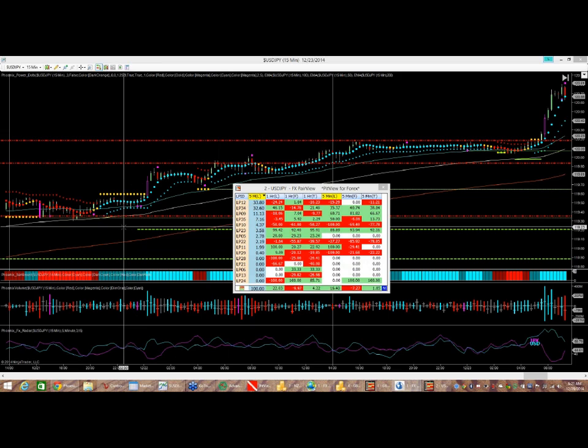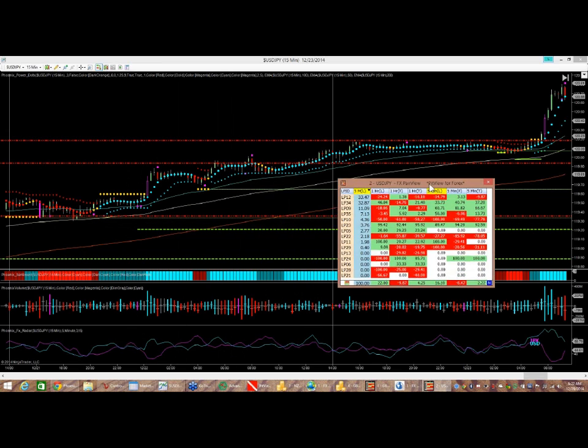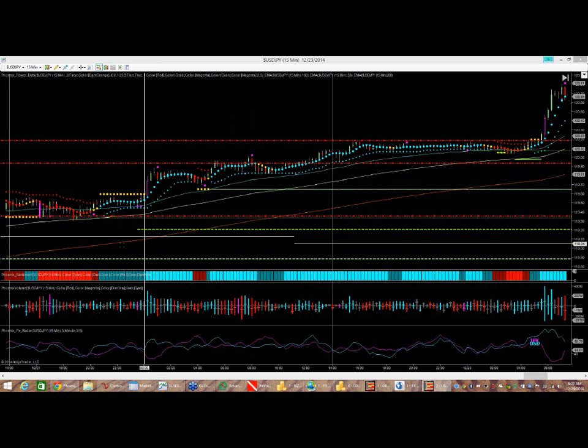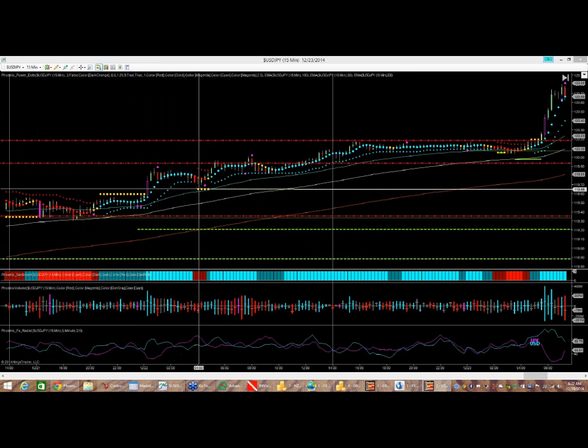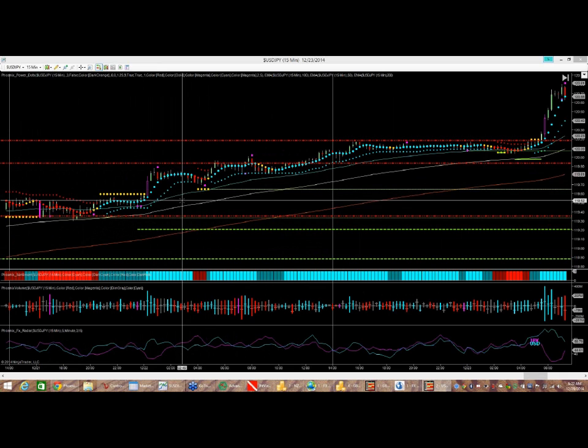Now, my indicator doesn't do that, and that's okay because my indicator does something different. My indicator isolates when they're going to drive momentum and volume into the market before they drive it, such is the case here.